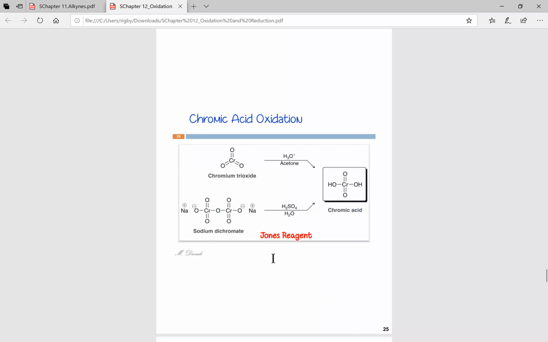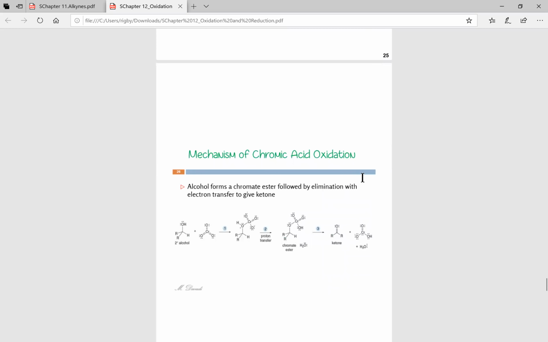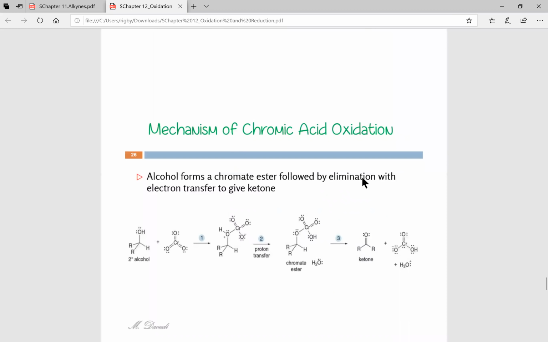So this is just showing kind of what is happening when we use chromium trioxide and some sort of positive charge, so some sort of hydrogen, some sort of proton donor. We end up with chromic acid, which is sort of what actually does the reacting. Again, this mechanism isn't as important as knowing the actual reaction, but we can see the mechanism right here.